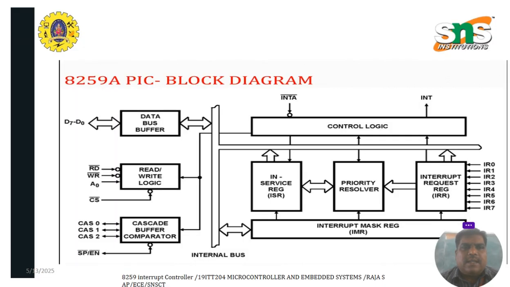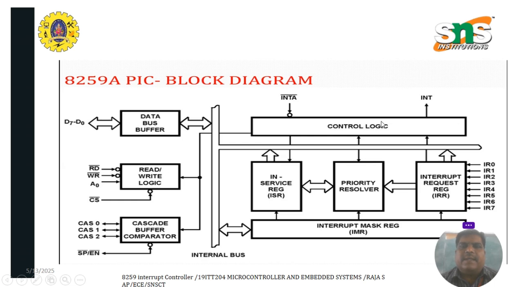So this figure shows how the PIC block diagram works. If you see this figure, the data bus buffer connects the 8259A with the microprocessor through the D0 to D7 pins. The next block is the read-write logic. It consists of RD bar, WR bar, address line A0 and chip select. Next one is the cascade buffer comparator. Whenever a microprocessor needs additional interrupts, by using CAS0, CAS1, CAS2, they can add extra cascaded pins through this block.